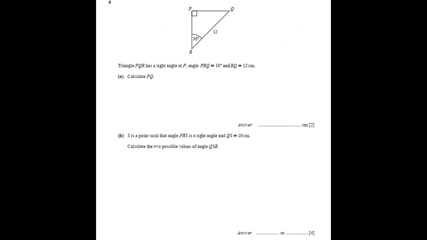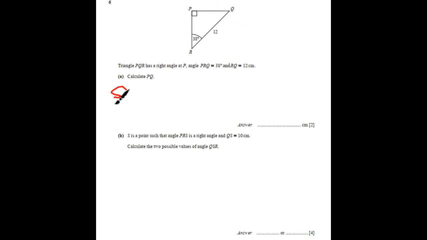Question number 6. Triangle PQR has a right angle and angle 38 and side 12. Find PQ. Now since this is a right angle triangle, we can apply the trigonometric identities sine theta, cos theta, or tan theta. In this particular case, we have the hypotenuse and the side opposite to the angle, which is called the perpendicular. So we have to use the formula that has perpendicular and the hypotenuse.